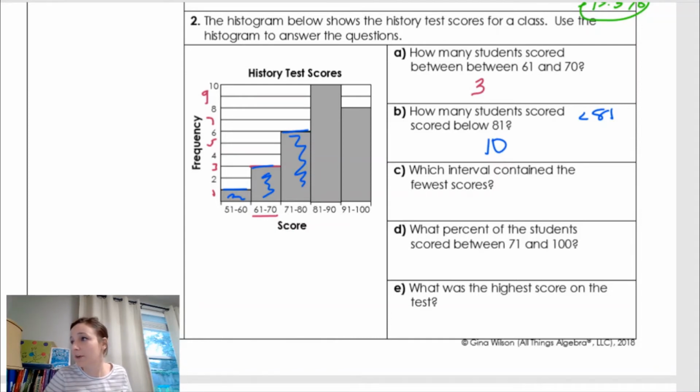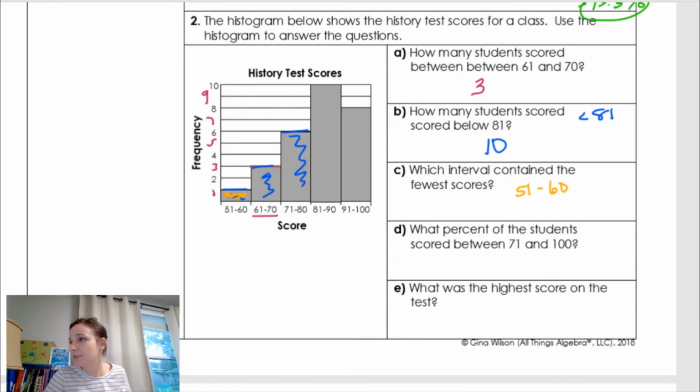Which interval contains the fewest scores? So the fewest is going to be the smallest amount, which is the shortest graph, which would be right here, the shortest here, which is between 51 and 60% on their history test.